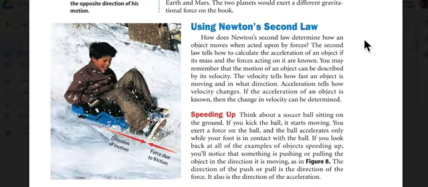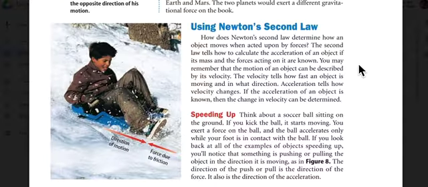How does Newton's second law determine how an object moves when acted upon by forces? The second law tells how to calculate the acceleration of an object if mass and the forces acting on it are known. You may remember that motion of an object can be described by its velocity. The velocity tells how fast an object is moving and in what direction. Acceleration tells how velocity changes. If the acceleration of an object is known, then the change in velocity can be determined.